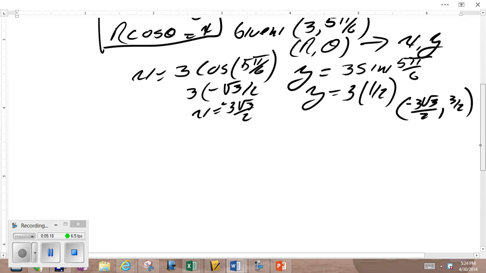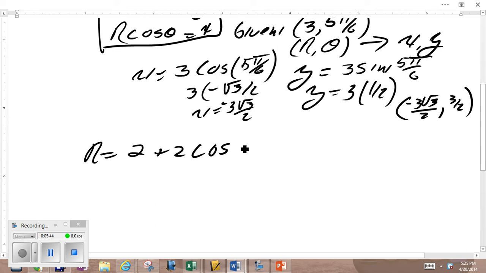Now we can use this formulation also to convert polar equations, or polar representations of graphs. Something of this sort: r is equal to 2 plus 2 cosine of theta. We should obviously recognize that that's a cardioid. So that's a cardioid, and we want to try to convert that into x and y.